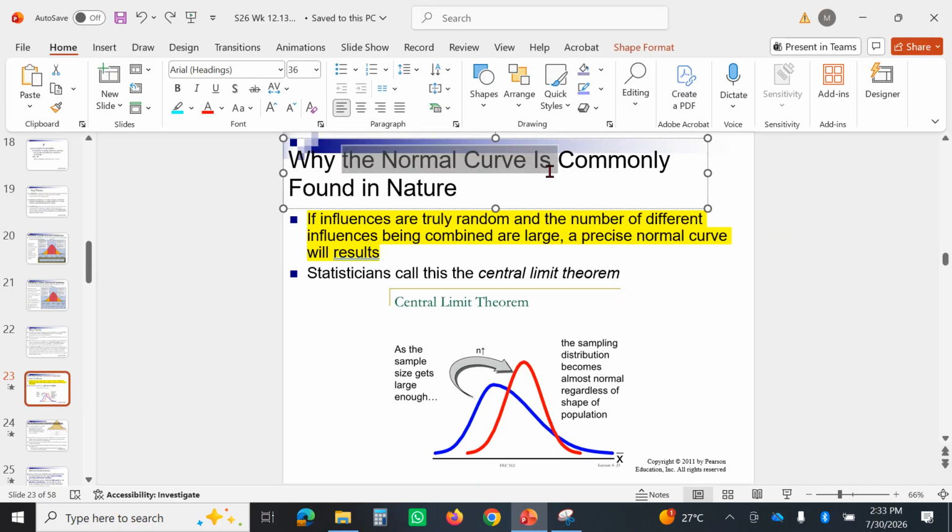So, why is the normal curve commonly found in nature? It's all about your sample size. If influences are truly random and the number of different influences being combined is large, a precise normal curve will result. Statisticians call this the central limit theorem. So you've got to have a big sample size. As the sample size gets large enough, you get this unimodal shape. It's very symmetrical and bell-shaped, okay?